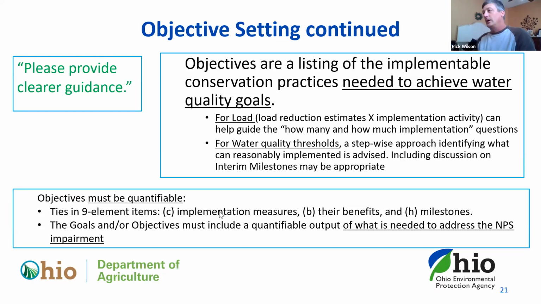Objectives must be quantifiable. The objectives tie into the implementation measures item of the 9 elements. The benefits, or what are the load reductions, or how far away are we from our water quality targets? That's item B, and then the milestones, H. So B and H have always been pretty tough ones in project summaries for a lot of people. Goals and objectives must include a quantifiable output.